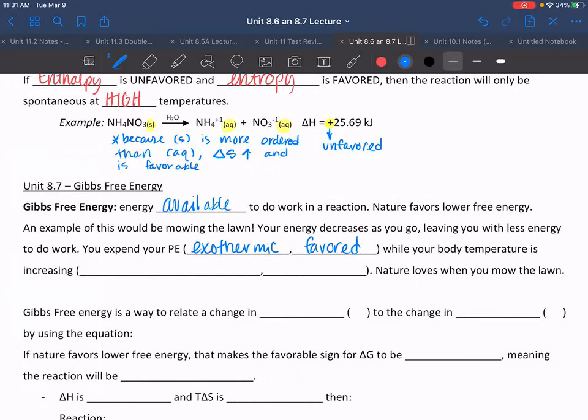Now, because you're breaking down your potential energy, that means you're giving off kinetic. And if you give off kinetic, your temperature starts to rise. If you raise your temperature, what happens to entropy? More disorder. So you increase in entropy with an increase in temperature, which is also favored. I just want to tell you guys that nature really likes when you guys mow the lawn.